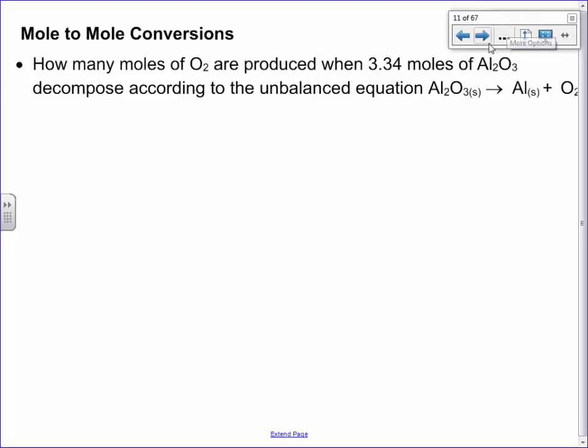Here's my question for you. We have a chemical equation here where we're going to take aluminum oxide and we're going to decompose it into aluminum and oxygen. So here's my question. Let's say that I tell you that you have 3.34 moles of the aluminum oxide. The question for you then is, how much oxygen gas should you expect? Does that make sense? We're going to decompose this. I'm going to tell you how much you start with. My question for you is, how much oxygen should you expect when you're done?